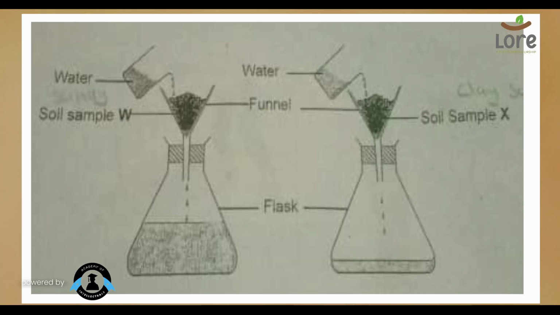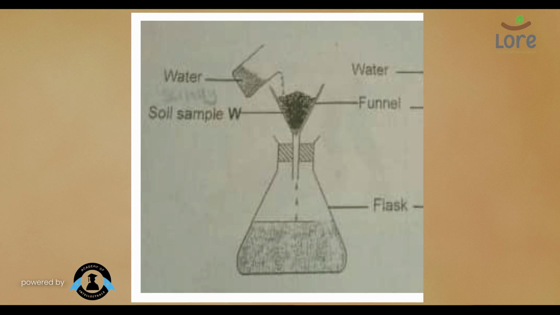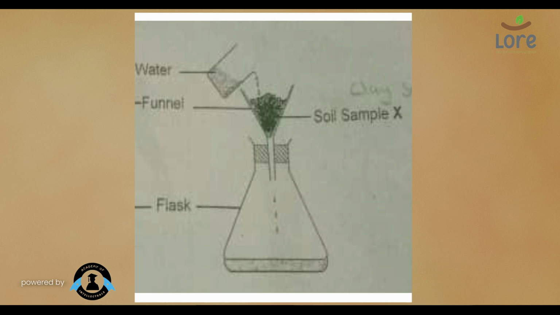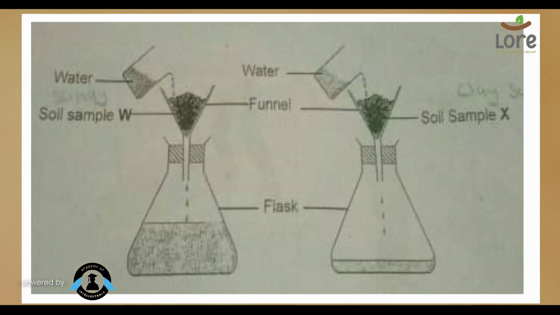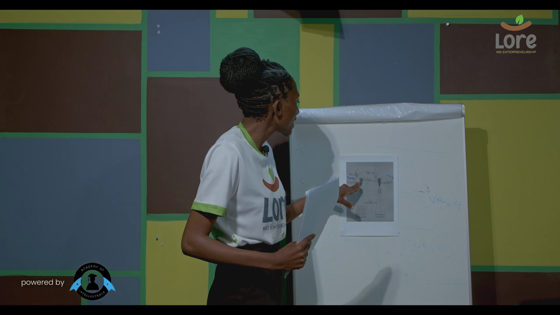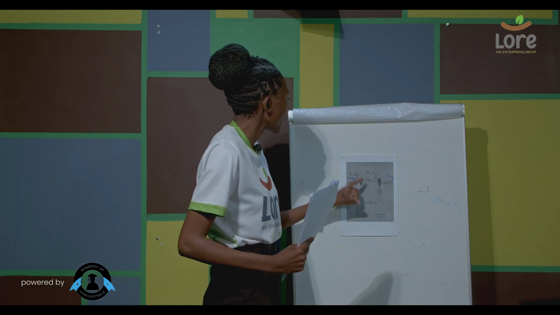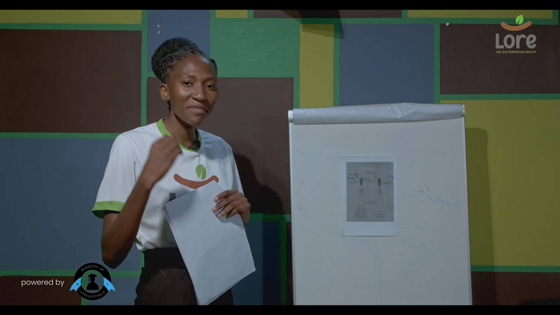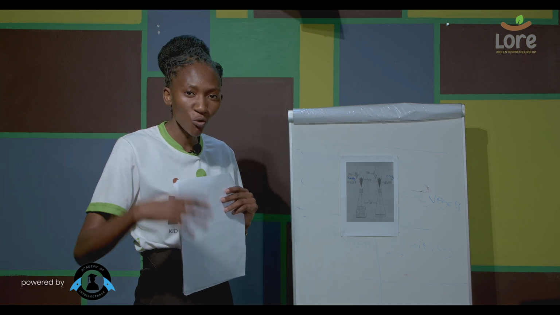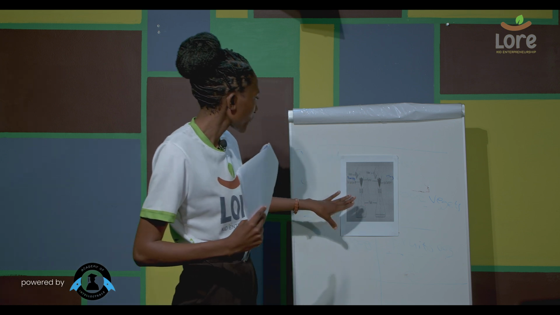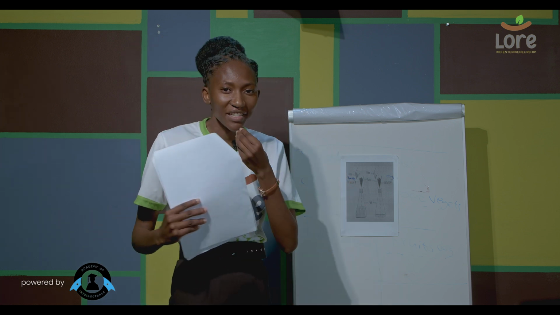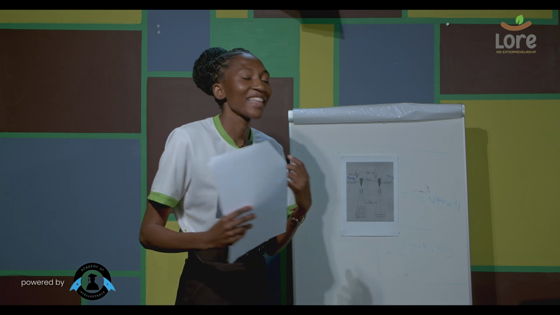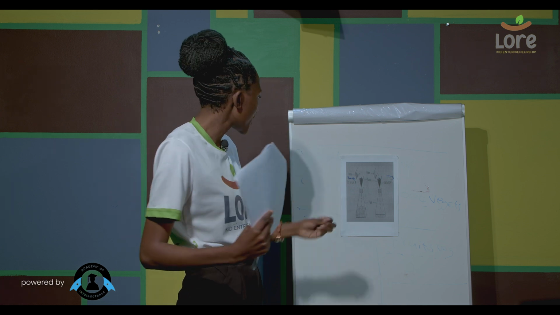In the flask of soil sample W, we can see that there is more water compared to soil sample X. It means that we have 2 different soils with different characteristics. With more water in the flask, it means that one characteristic of that soil is that it has loose particles, which makes it easy for water to pass through into the flask. And the type of soil that has loose particles is sandy soil.